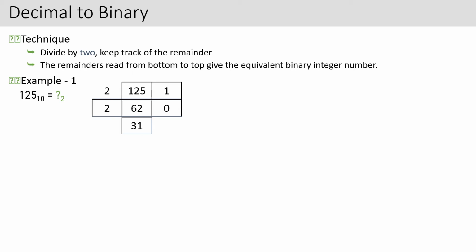Then the quotient is 62. Now you divide 62 by 2. So 2 into 31 gives you 62, right? 2 1s are 2, 2 3s are 6. So 2 into 31 gives you 62, but there is no remainder left. So you write here the remainder is 0. When 62 is divided by 2, the remainder that is left is 0.